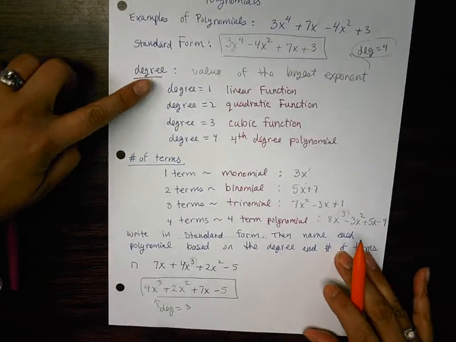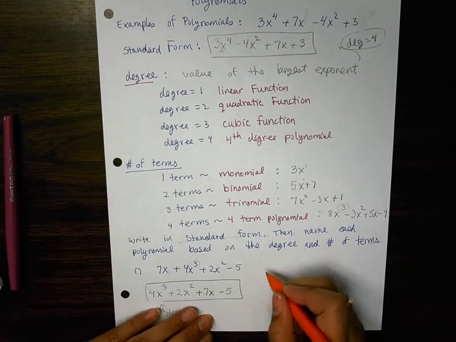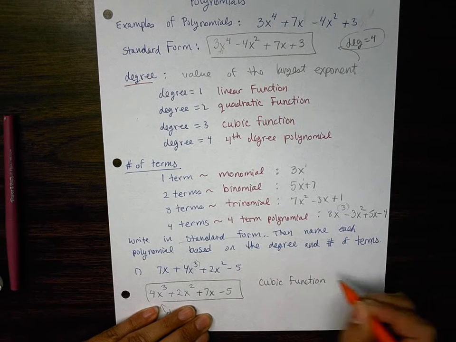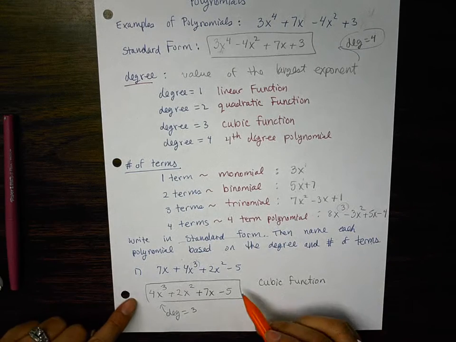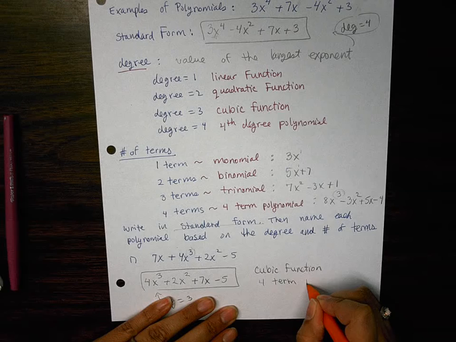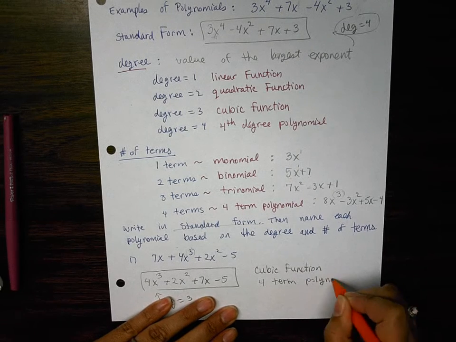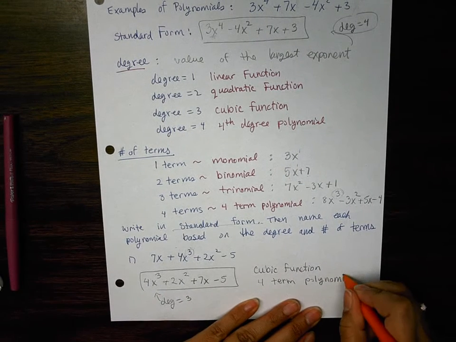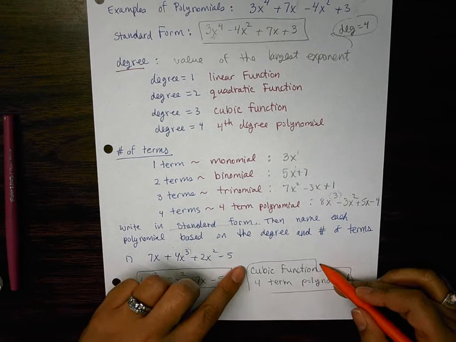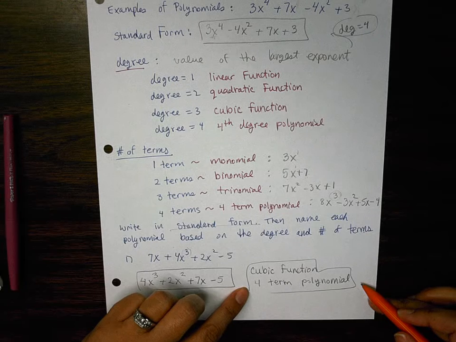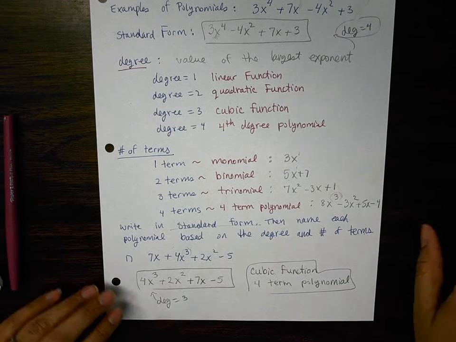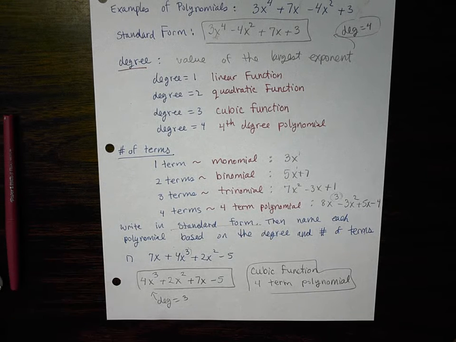If the degree is 3, what do we call it? Cubic. So it's a cubic function. And 4 terms, do we have a special name or just a 4-term polynomial? 4-term polynomial. So you have quite a bit of answers here. We have a total of 3: the standard form answer, the name of it by its degree, and the name of it by its number of terms. Any questions? Okay, number 2.